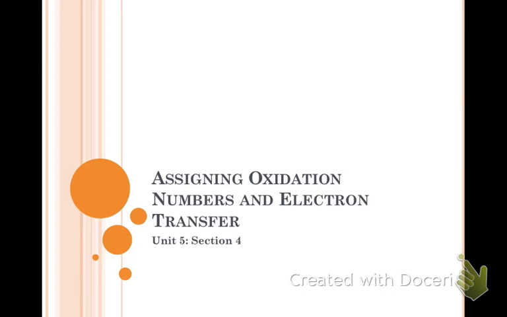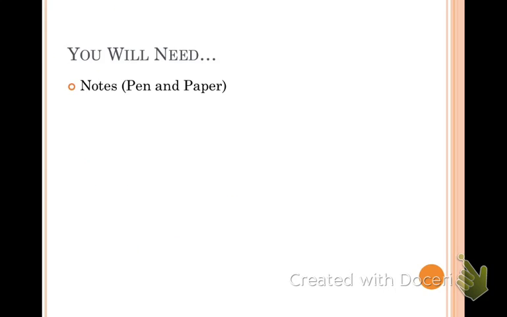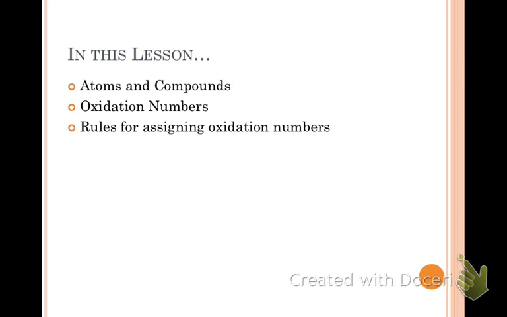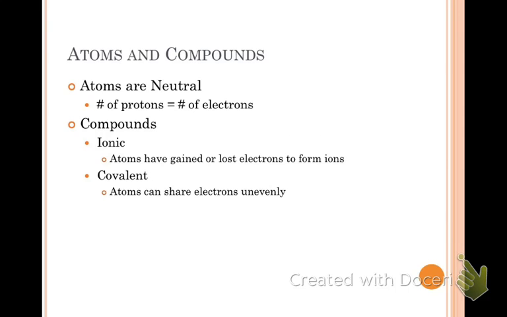Hi guys, so here we're starting out section 4 of Unit 5 with oxidation numbers. You'll need your notes as well as your periodic table. So here we're going to talk about atoms and compounds, oxidation numbers, and rules for assigning oxidation numbers.